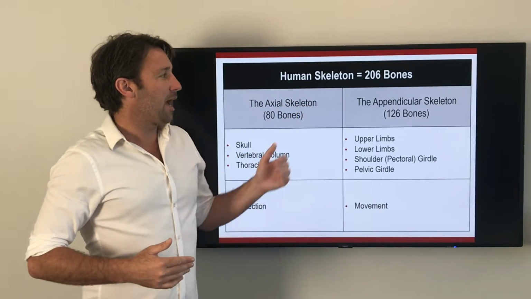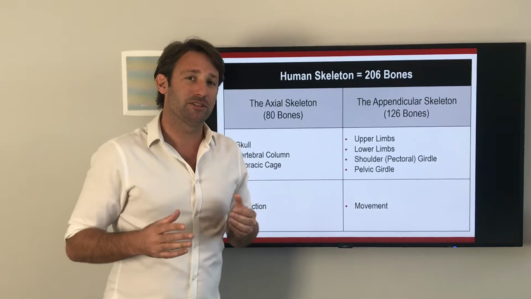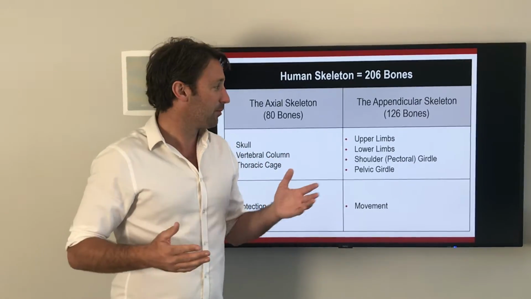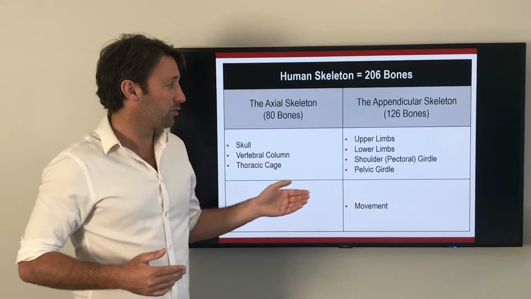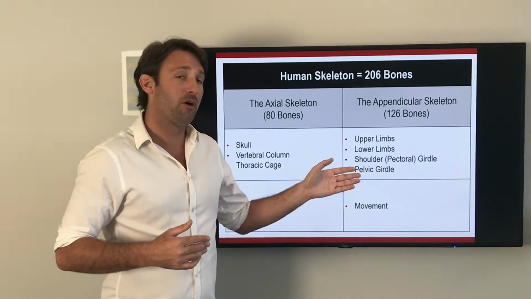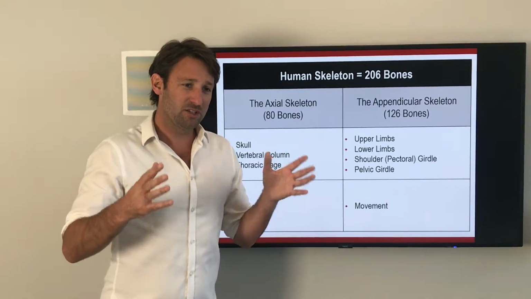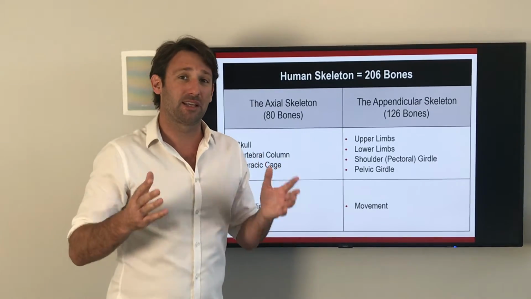On the other side you've got the appendicular skeleton. Now the appendicular skeleton comes from the word appendages. Appendages meaning limbs. So included in there is the upper limbs, the lower limbs, the shoulder girdles or pectoral girdles, and the pelvic girdle. Now, this is basically saying the arms and the legs and the places where they attach.